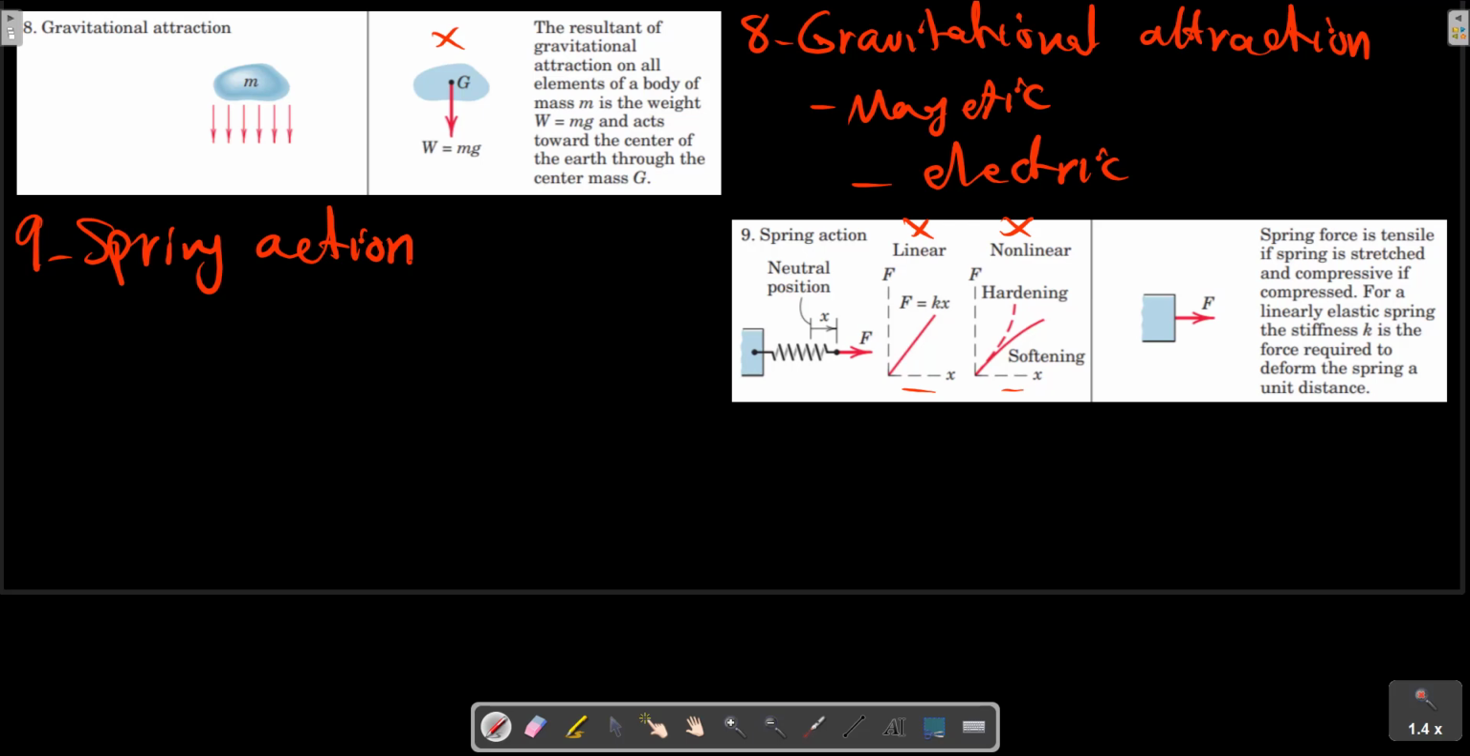The force exerted by a linear spring in tension or compression is given by this formula, F equals Kx, linear, where K is the stiffness of the spring and x is its deformation measured from the neutral or undeformed position, as shown here.